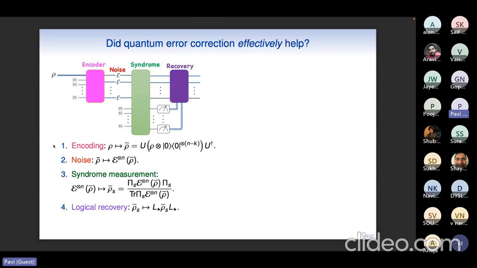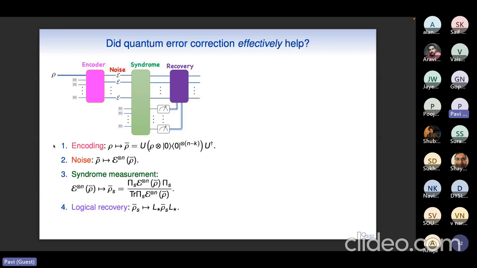Based on these measurements, we basically post-process the data, which is also in literature called decoding. And this post-processing recommends a correction or an operation that needs to be actively performed on the system to get rid of the errors as much as possible. Once we've done that, we can say with high confidence that what we end up with should be what we started the quantum computer with, which is the encoded state.